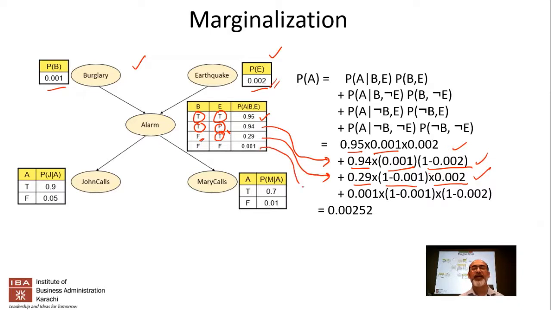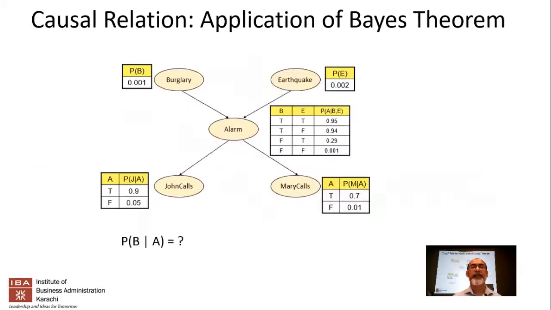And then finally, we're going to say the probability of both of them being false, which is 0.001 multiplied by 1 minus this, multiplied by 1 minus the probability of E. So this is how you'd marginalize certain values out. You'd simply sum over all those values of the variable that you're trying to get rid of. Right, so that was a little bit about marginalization.